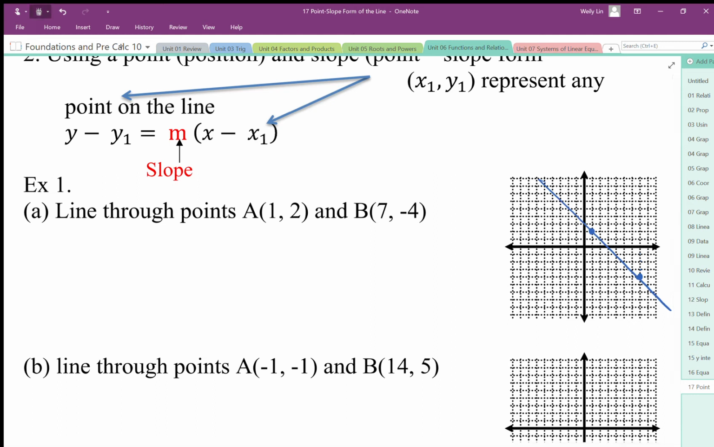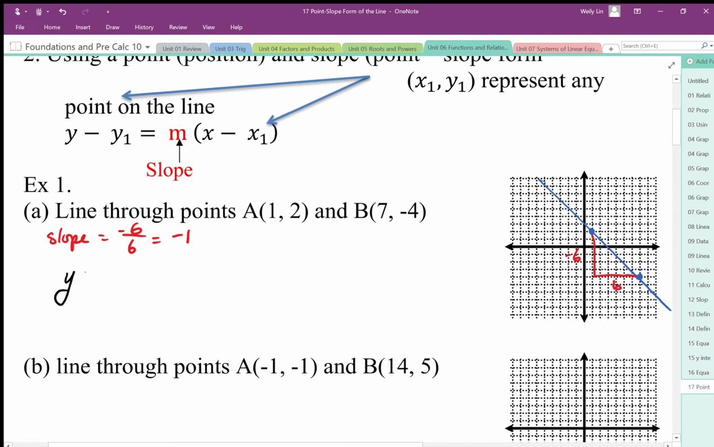So let's calculate the slope. We still need the slope. My rise is -4 minus 2, so -6. My run is 7 minus 1, or +6. So my slope ratio works out to be -6 over +6, or -1. Now the nice thing is, before I had to plug in x and y to calculate the y-intercept. Now I don't need to calculate anything. I can just plug in x and y.